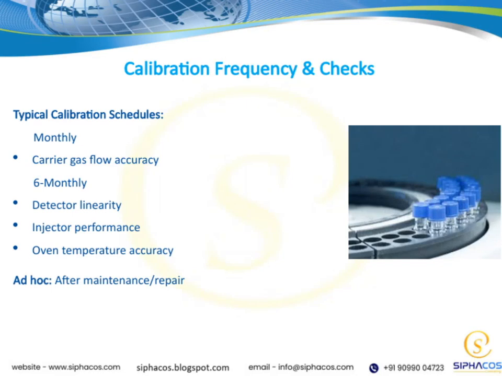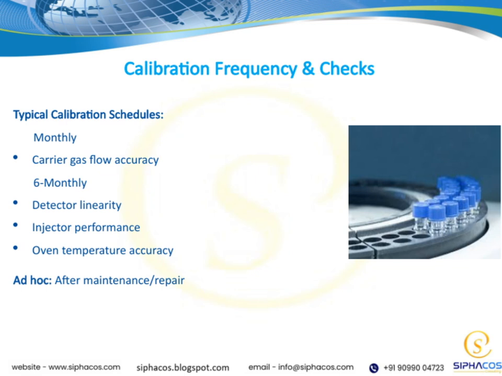Let's talk about calibration frequency and checks. Typically, we follow a regular schedule to ensure everything stays accurate. For example, on a monthly basis, we check the carrier gas flow accuracy. This is crucial because consistent gas flow impacts the reliability of our results.